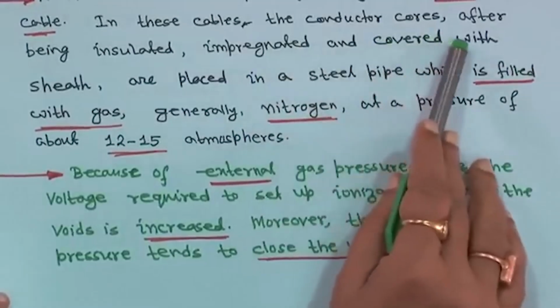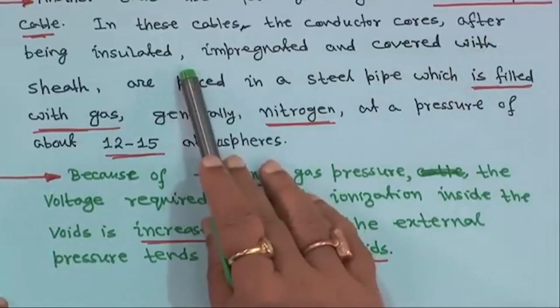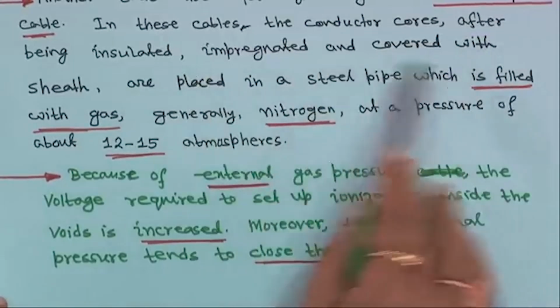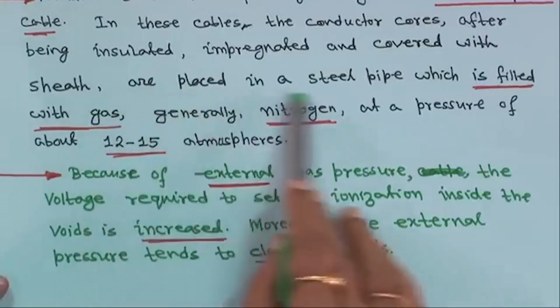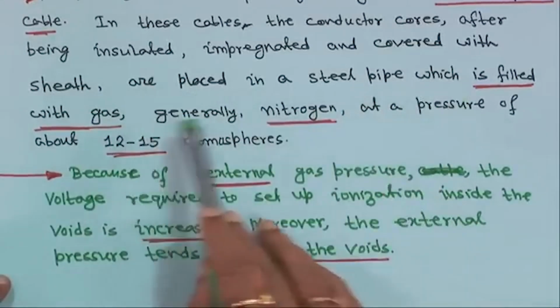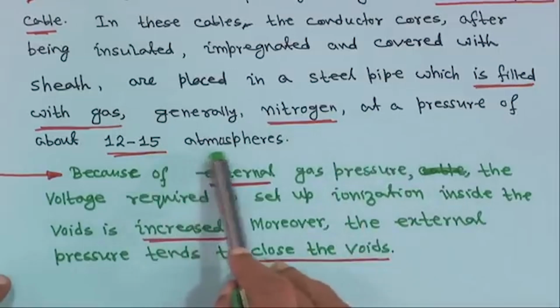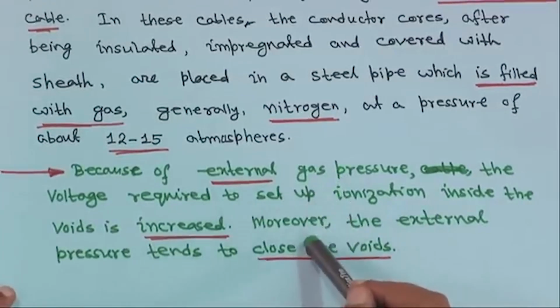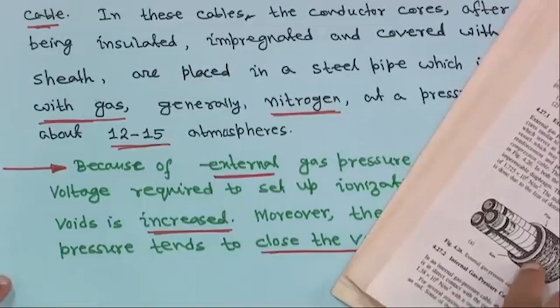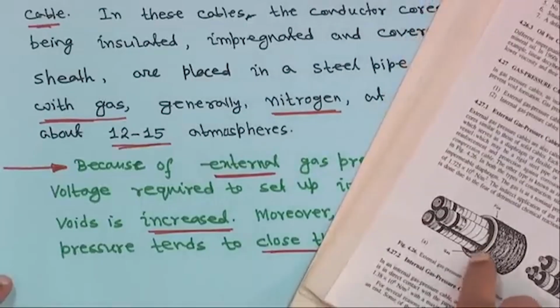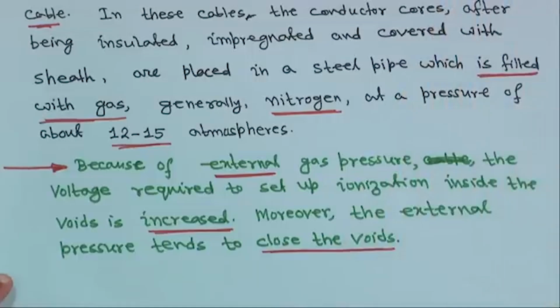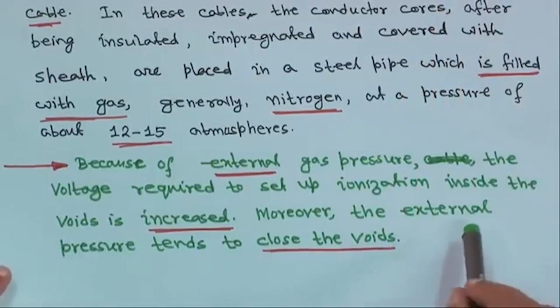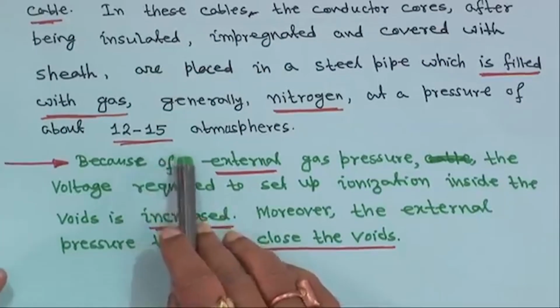Next is another cable used for high voltage, the external pressure cable. In these cables the conductor cores, after being insulated, impregnated and covered with sheath, are placed in a steel pipe which is filled with gas, generally nitrogen, at a pressure of about 12 to 15 atmospheres. That means external gas pressure cables. This is the diagram for an external gas pressure cable. This is also used, but you have to maintain a pressure of 12 to 15 atmospheres.